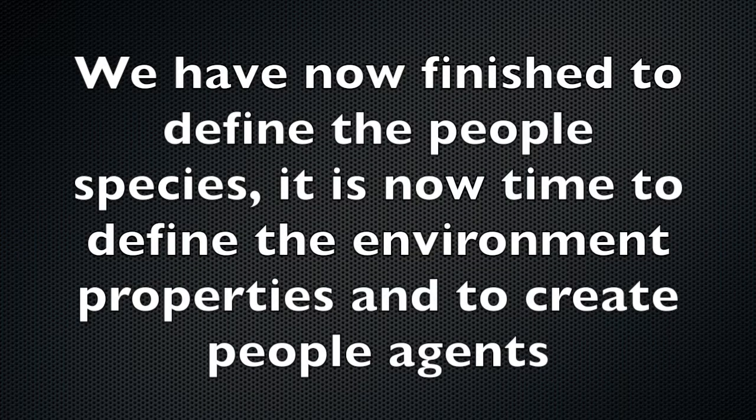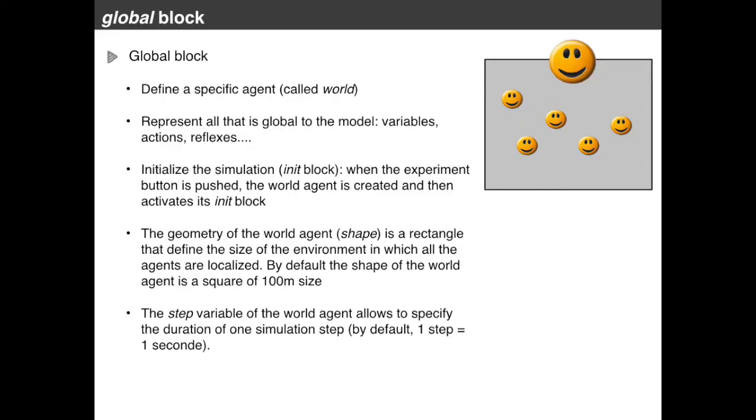We have now finished to define the people species. It is now time to define the environment properties and to create people agents. The global section represents a specific agent called world. Defining this agent follows the same principles as many agents, and that is defined after a species. The world agent represents everything that is global to the model, dynamics, variables, and so on. It allows to initialize simulations through the init block.